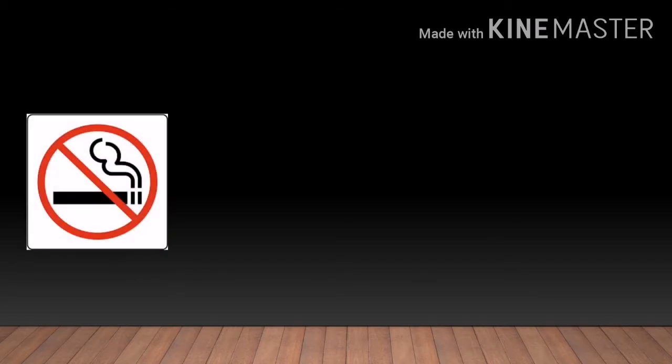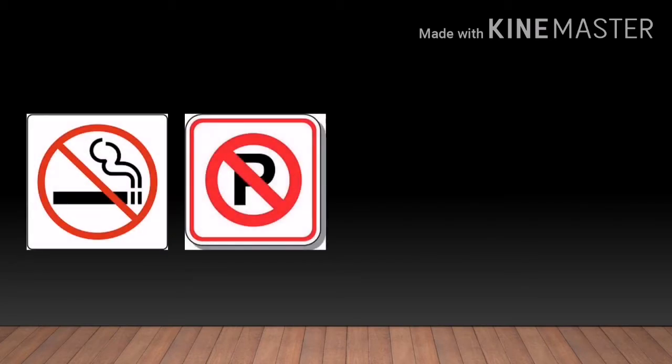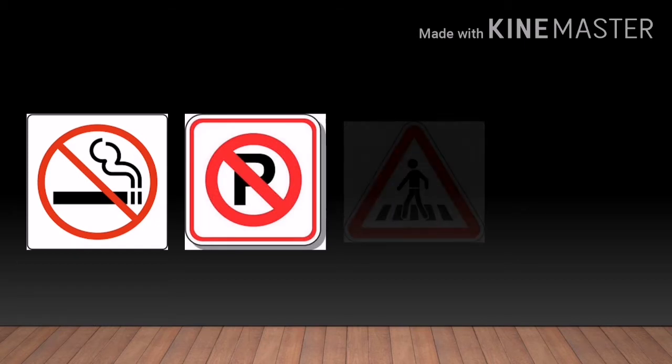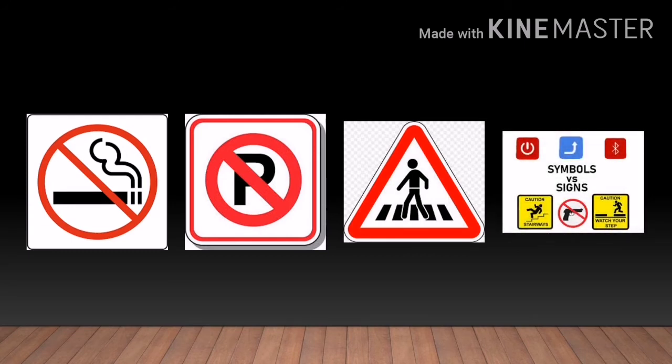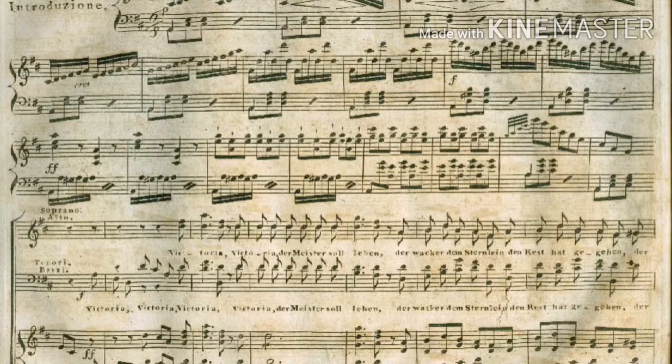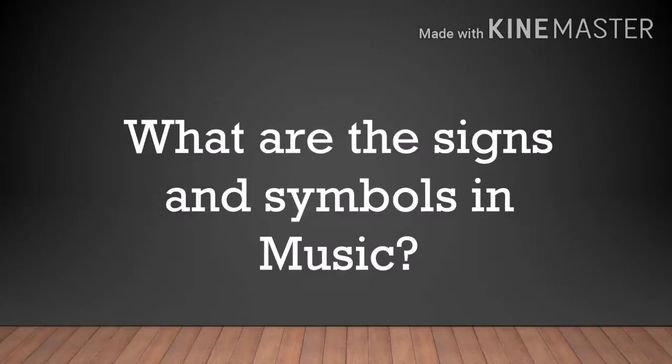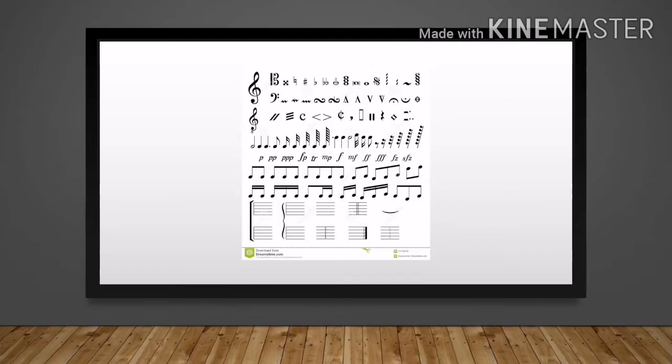See these pictures. There are some of the signs and symbols you may have encountered on your journey to different places, whether it is traveling on public transportation or traveling in your family car. In music, there are also many signs and symbols that you may encounter when you perform or play a musical instrument, or even sing with a musical score. What are the signs and symbols in music? These are some examples of signs and symbols in music that we should follow in reading and performing music.